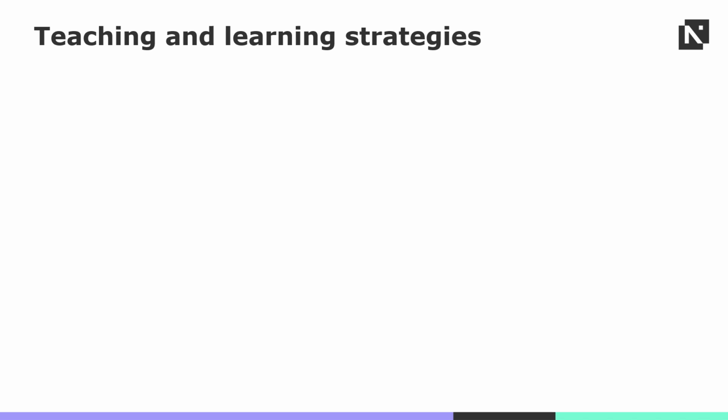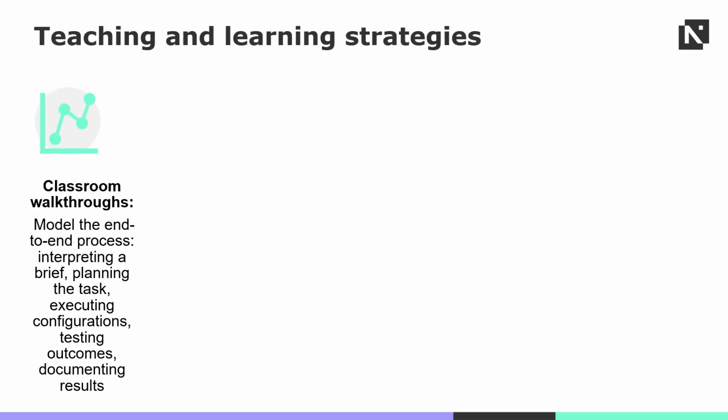So now let's look at some practical ways to bring these occupational specialism skills to life in your classrooms and workshops. So classroom walkthroughs. First, model the whole process yourself. Show students exactly how you interpret a technical brief, how you plan your approach, execute the task, whether that's installing a device, configuring a system, or running a security check, and then test and document your results. Talking through your decisions aloud helps demystify what good practice looks like in real time.